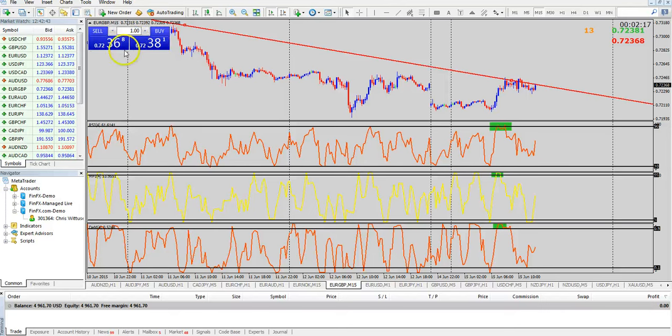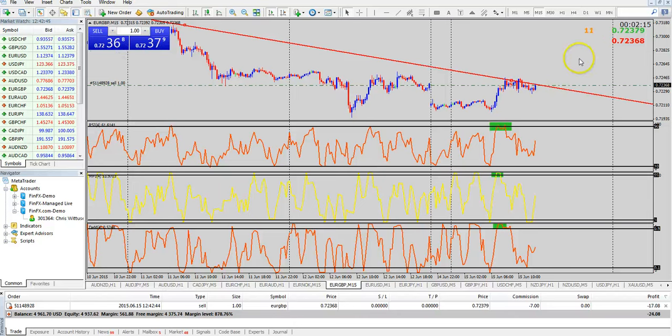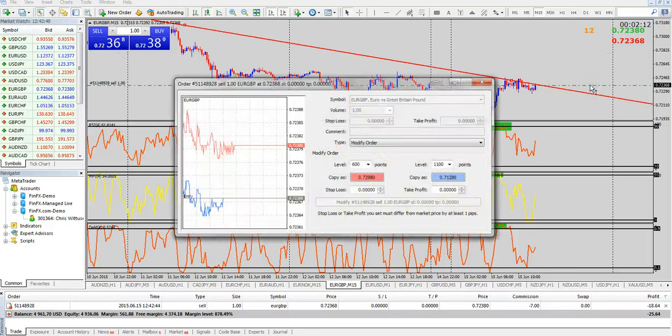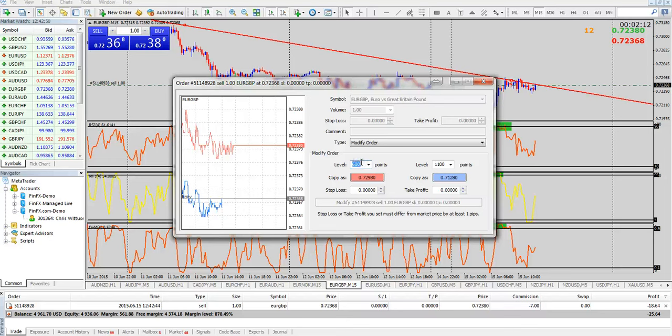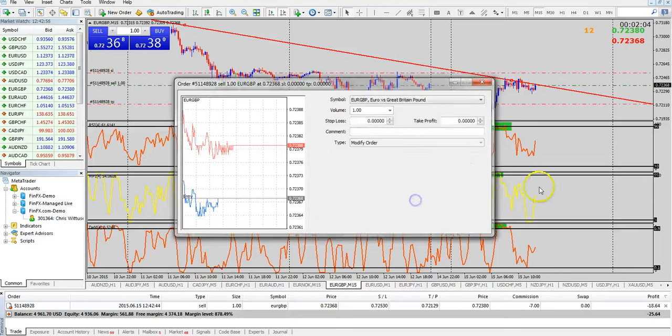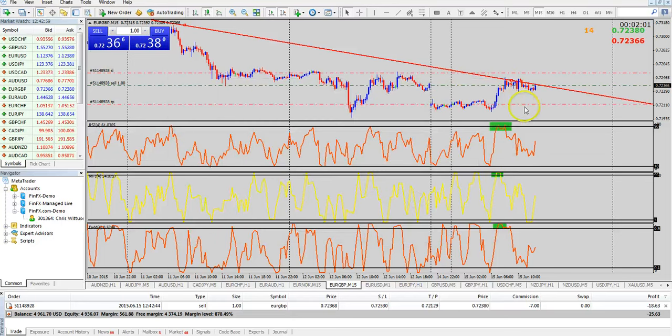Make it count just for the fun of it. Alright, so that one's short. This one, I'm going to set my stop loss on 15 pips and 25 pips, so I can just set and forget.